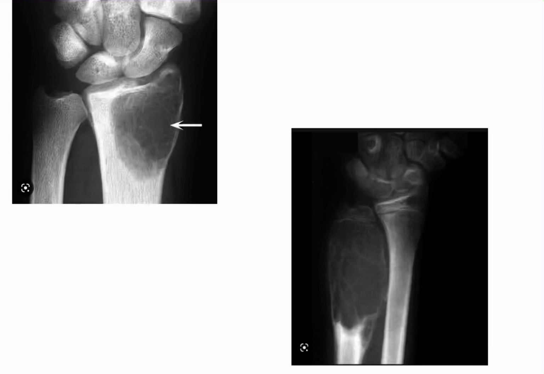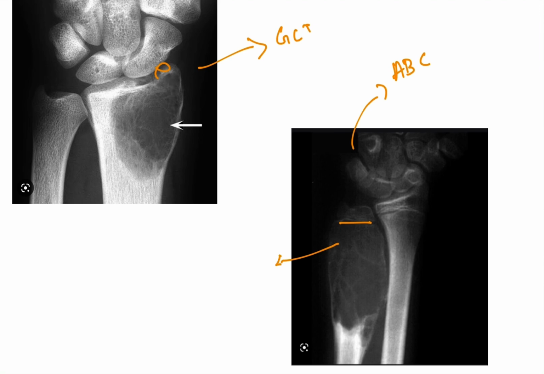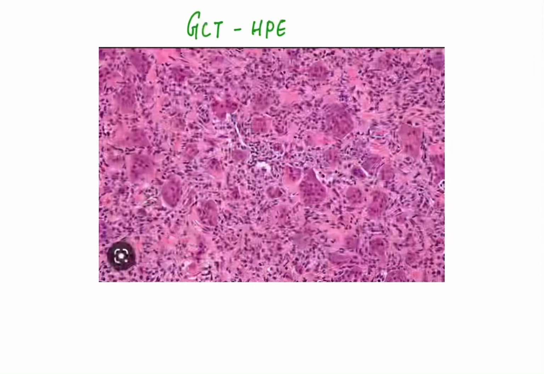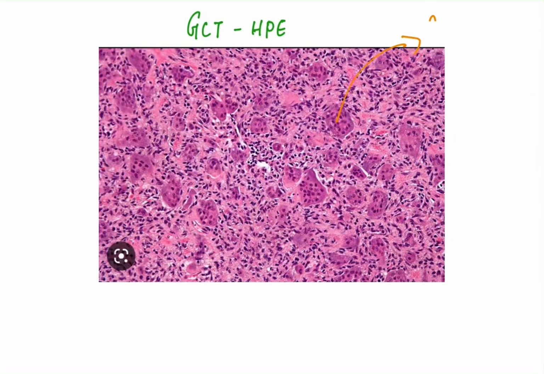So here is another X-ray where you should find which is GCT and which is aneurysmal bone cyst. Yes, you're right. This is GCT and this is aneurysmal bone cyst. Here you can see the growth plate closed, and here it is open, and this also is an expansile lesion. And finally, this is the histopathology of the giant cell tumor. This can also sometimes be given, where you can see the giant cells clearly.